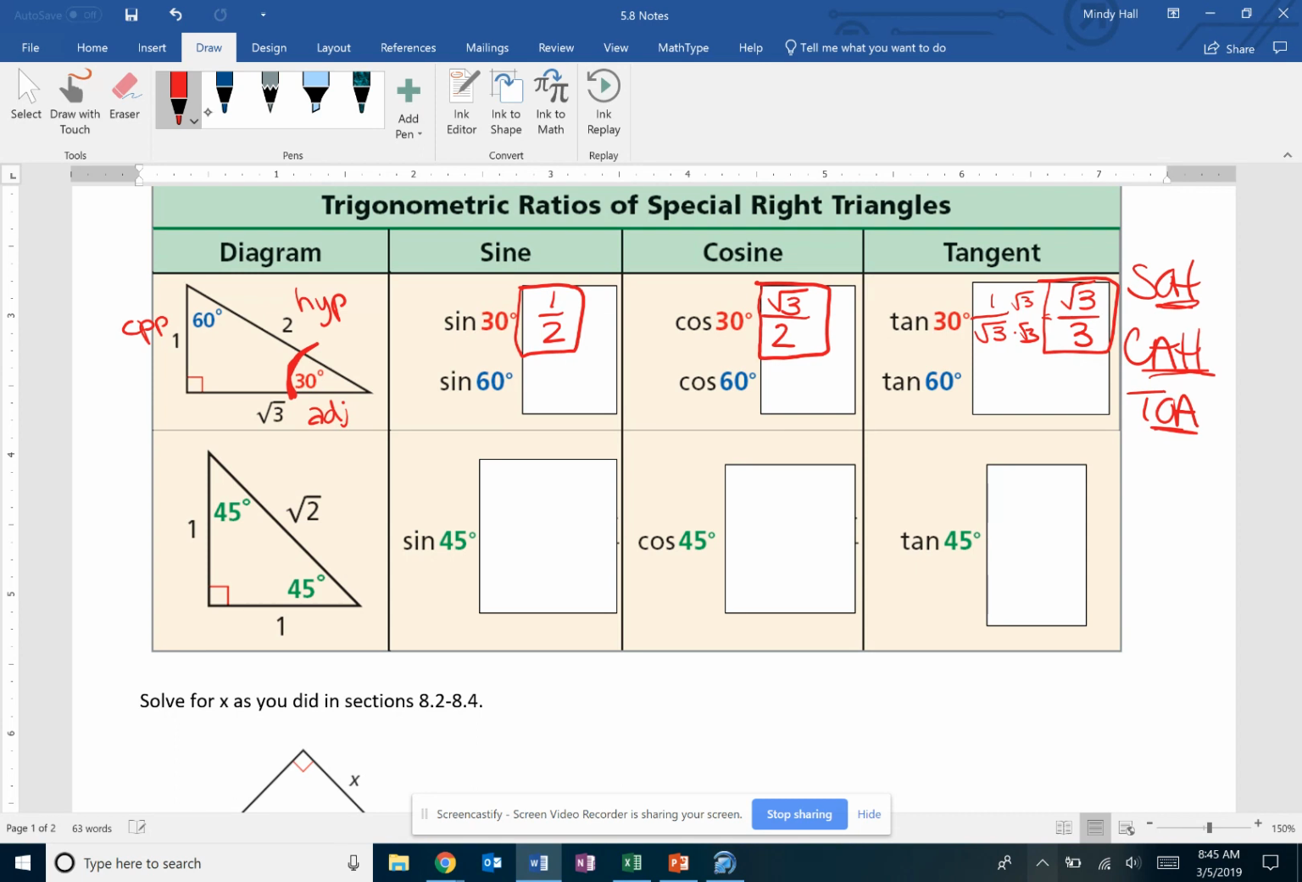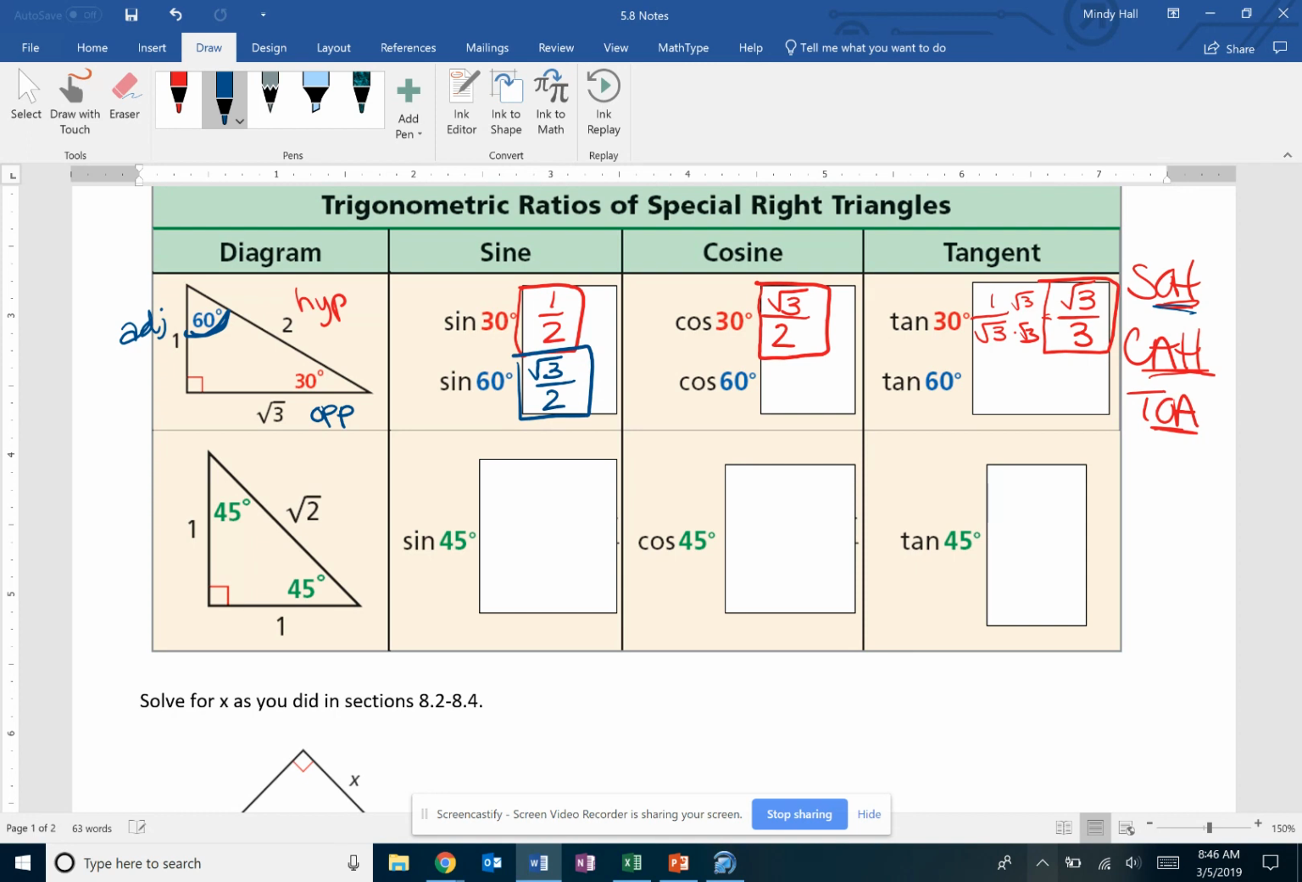Okay, so then for 60 degrees, I'm going to get rid of my little labels here. I'm going to keep my hypotenuse because that doesn't change. But for sine of 60, now the square root 3 is my opposite, and this one is my adjacent. So if I want the sine of 60, it is opposite over hypotenuse. So my opposite is square root 3, and my hypotenuse is 2.